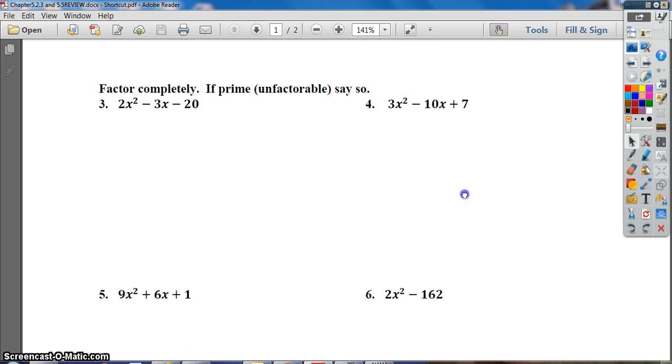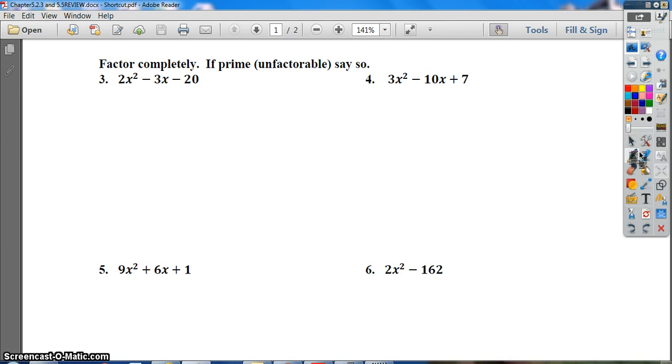Let's go ahead and go down. We're going to work on factoring. If you cannot factor, you want to say that you cannot factor it. No GCF here, so I need to do 2 times 20, which is 40. Numbers that multiply to be 40 are the following. So I have 2x squared plus minus 20. And then I'm going to get these two here.